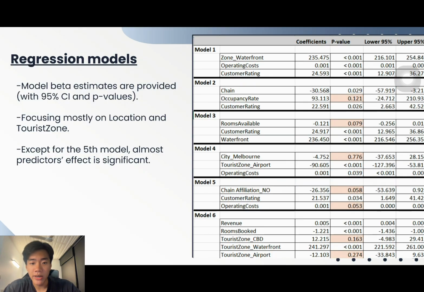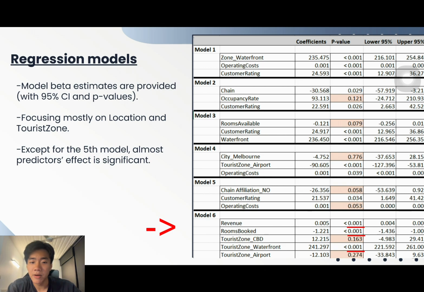On the screen now is the result of our models. We shorten them and report only the coefficient, p-values, and the confidence interval, which is 95%. And except for the fifth model, the remaining models still have most predictors of statistical significance.